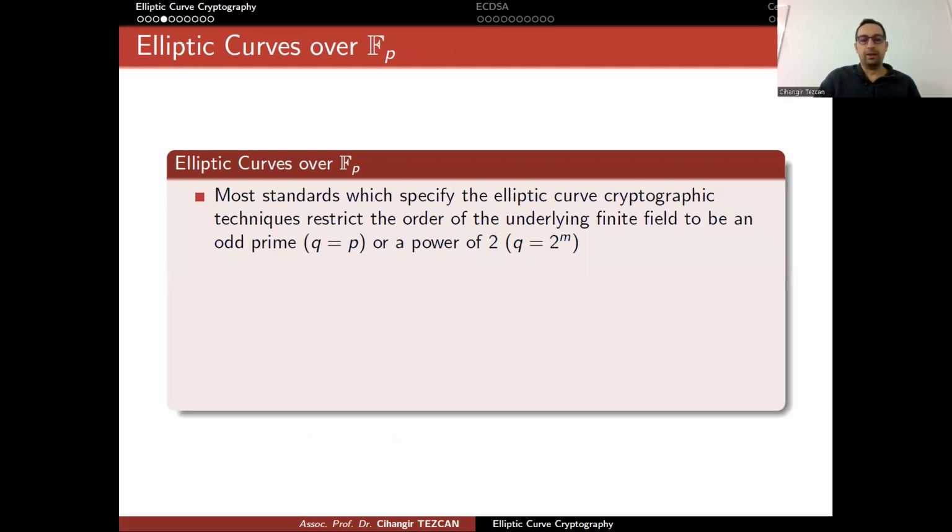So let's move on. Elliptic curves over Fp. This will be the field with p elements, where p would be prime or sometimes a power of a prime. Most standards which specify the elliptic curve cryptographic techniques restrict the order of the underlying finite field to be an odd prime, so p equals a prime q, or a power of 2. So here our field becomes 2 to the m.